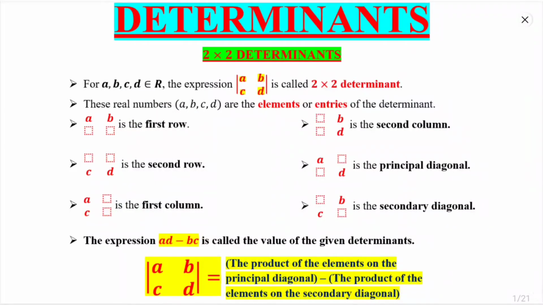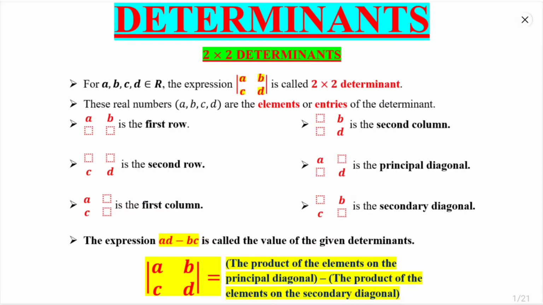Hello everyone. This is our first lecture of chapter Determinants. In this video lecture, we are going to learn what a determinant is and how to find the value of determinants. Okay, let's go for it.